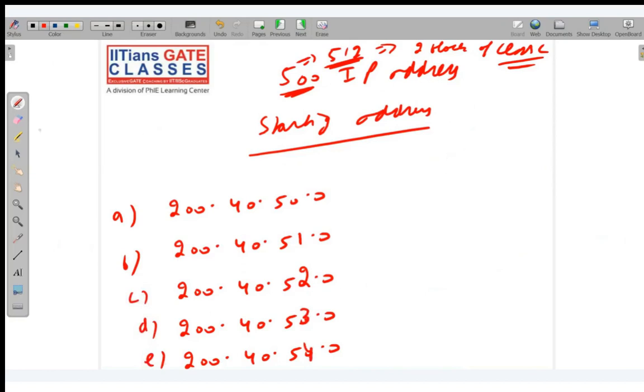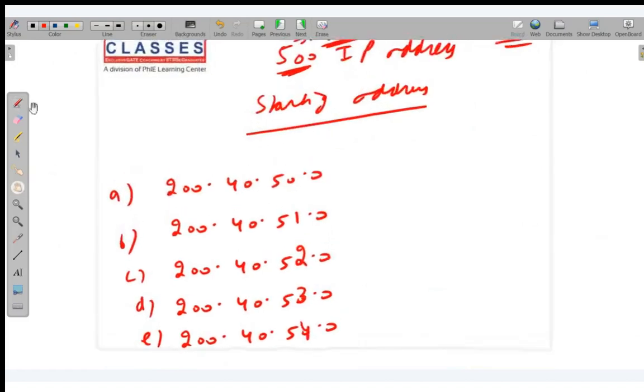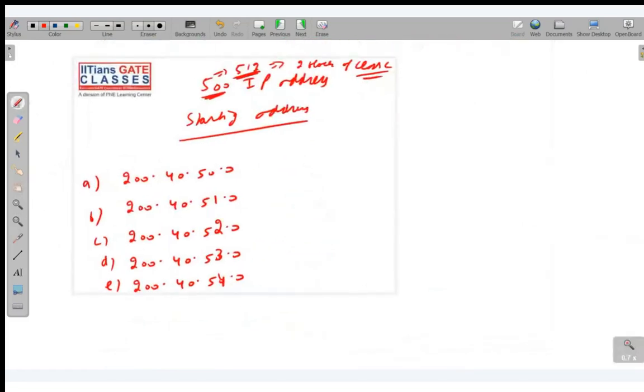So how will you solve it? 500 IP addresses means 512 IP addresses will be given. So the first address should be a multiple of 512. Multiple of 512 means we want 9 continuous zeros. This 0 means 8 zeros for sure. This 50 is an even number. Since it is even, the last bit should be 0. That is for sure, so we will get 9 zeros. So this can be given.